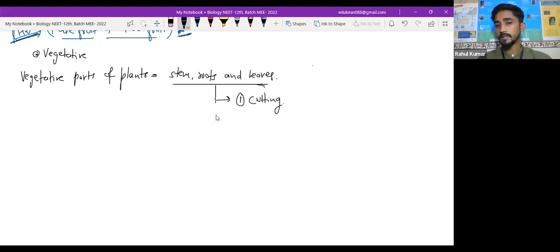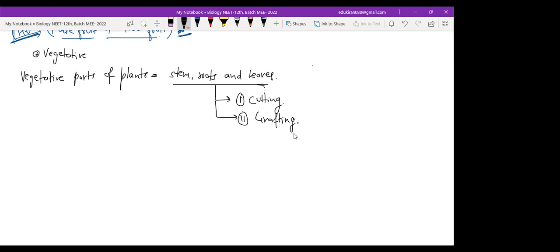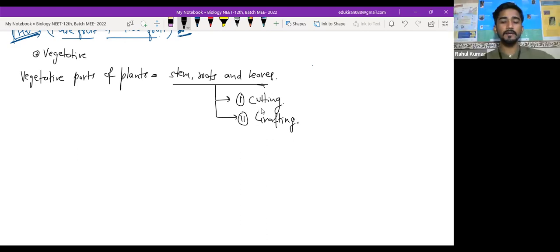So one is cutting; the other, have you heard of grafting? Yes. In grafting, we do the same thing as in cutting, but instead of putting it in soil, we cut a part of one plant and put it on another plant. Basically, we take a shoot system, a branch or stem from one plant, and graft it over the root system of another plant. That's called grafting. Cutting, grafting.